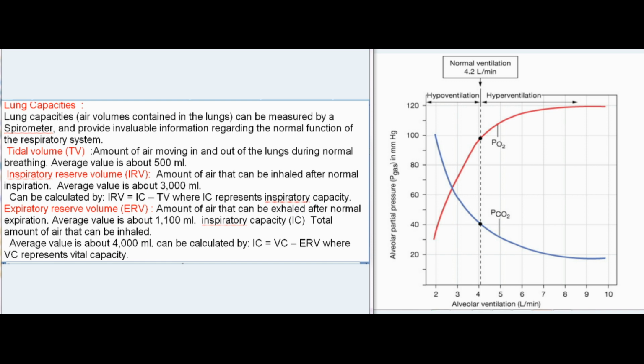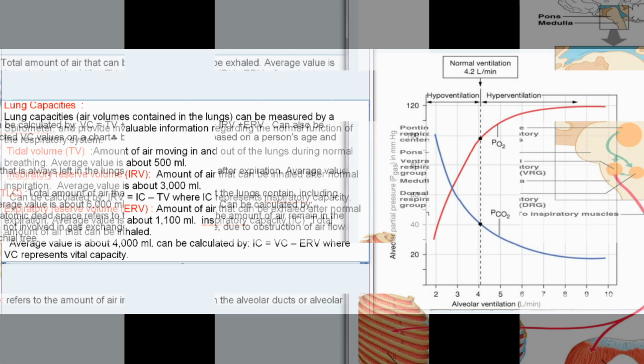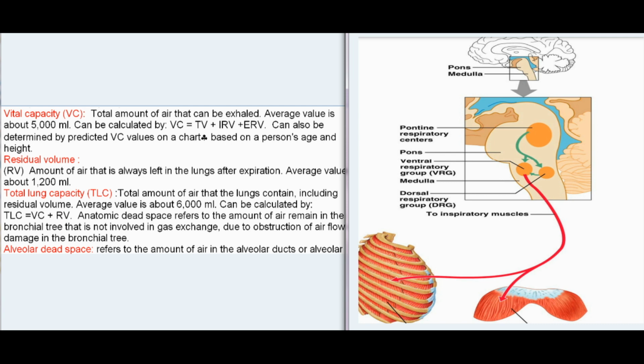Inspiratory capacity can be calculated by IC equals VC, where VC represents vital capacity. Vital capacity, VC, is the total amount of air that can be exhaled. The average value is about 5000 ml. It can be calculated by VC equals TV plus IRV plus ERV. It can also be determined by predicted VC values on a chart based on a person's age and height.